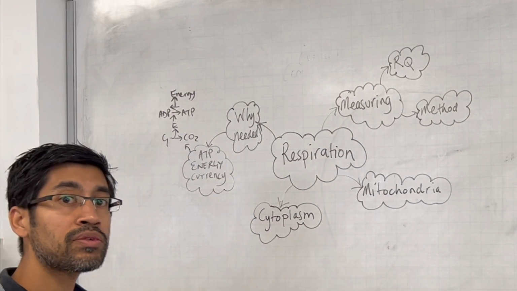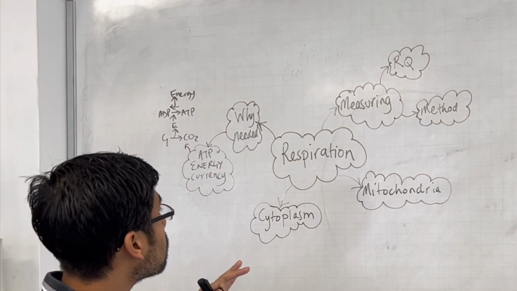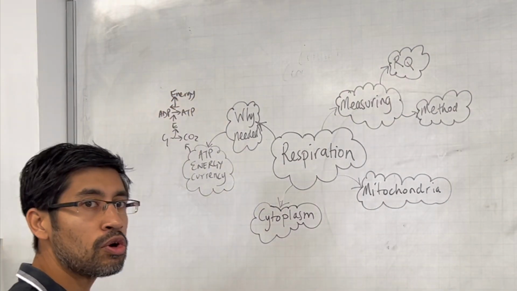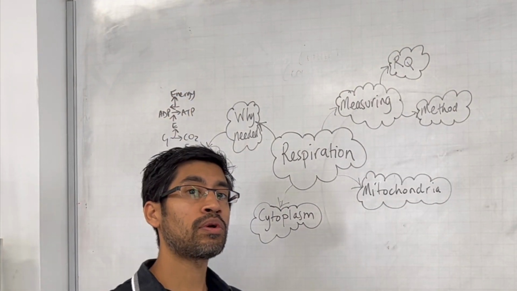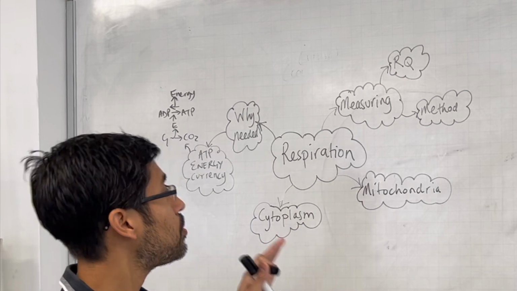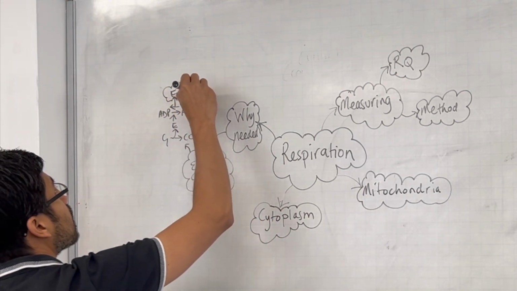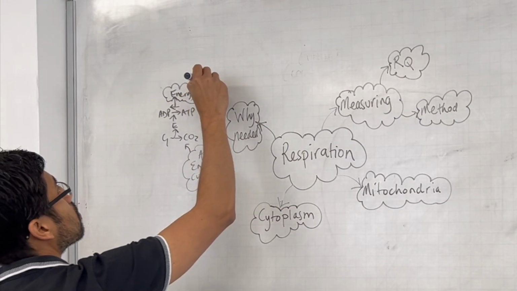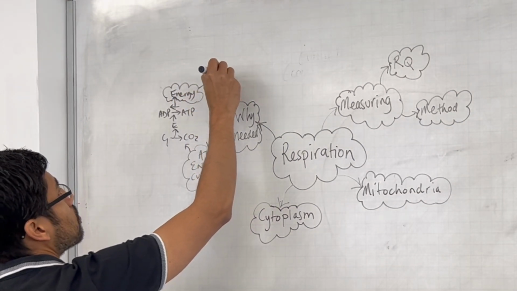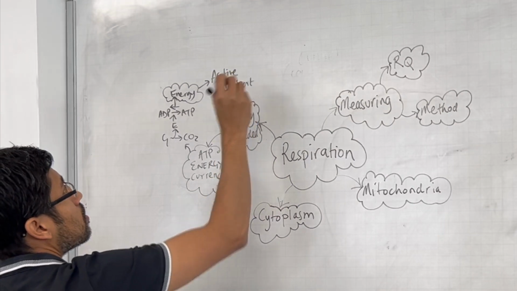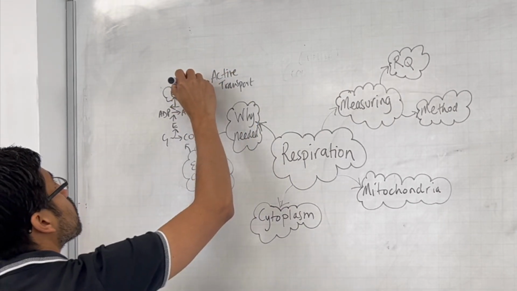to drive many processes. Now, reading between the lines, in your biology course you've looked at a lot of processes that needed energy, and this is the time when you try and put that all together. So what is that energy used for? Well, the most obvious answer is active transport.